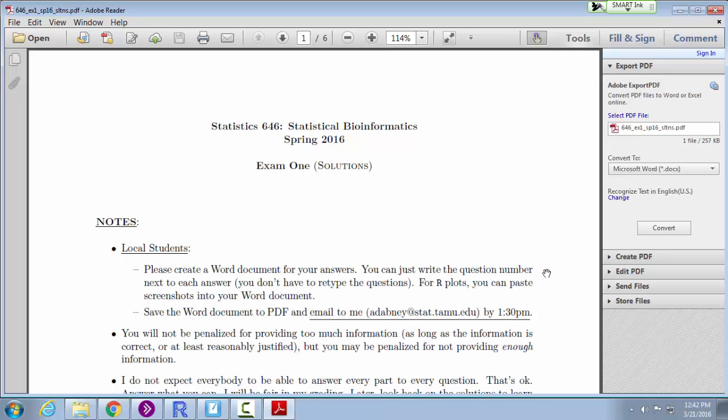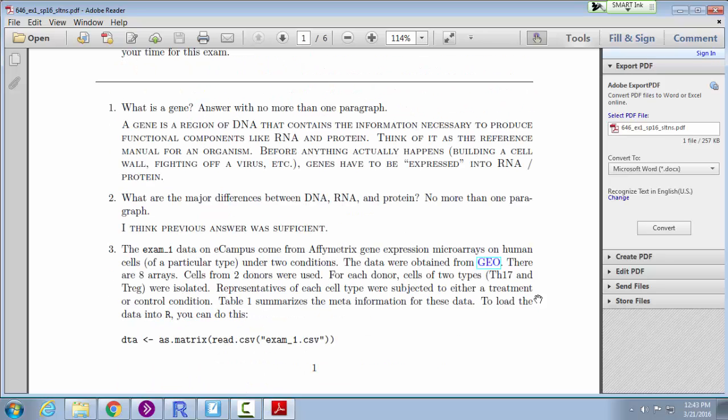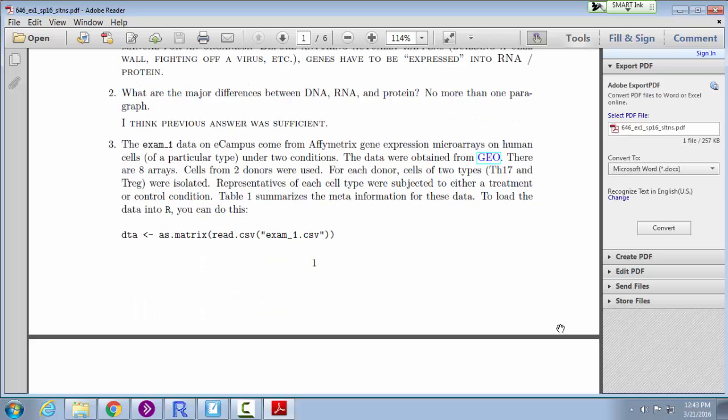After a curve, the grades went from 80 to 100, and for the most part, I was happy with how things went. There was one or two things I wanted to touch on.